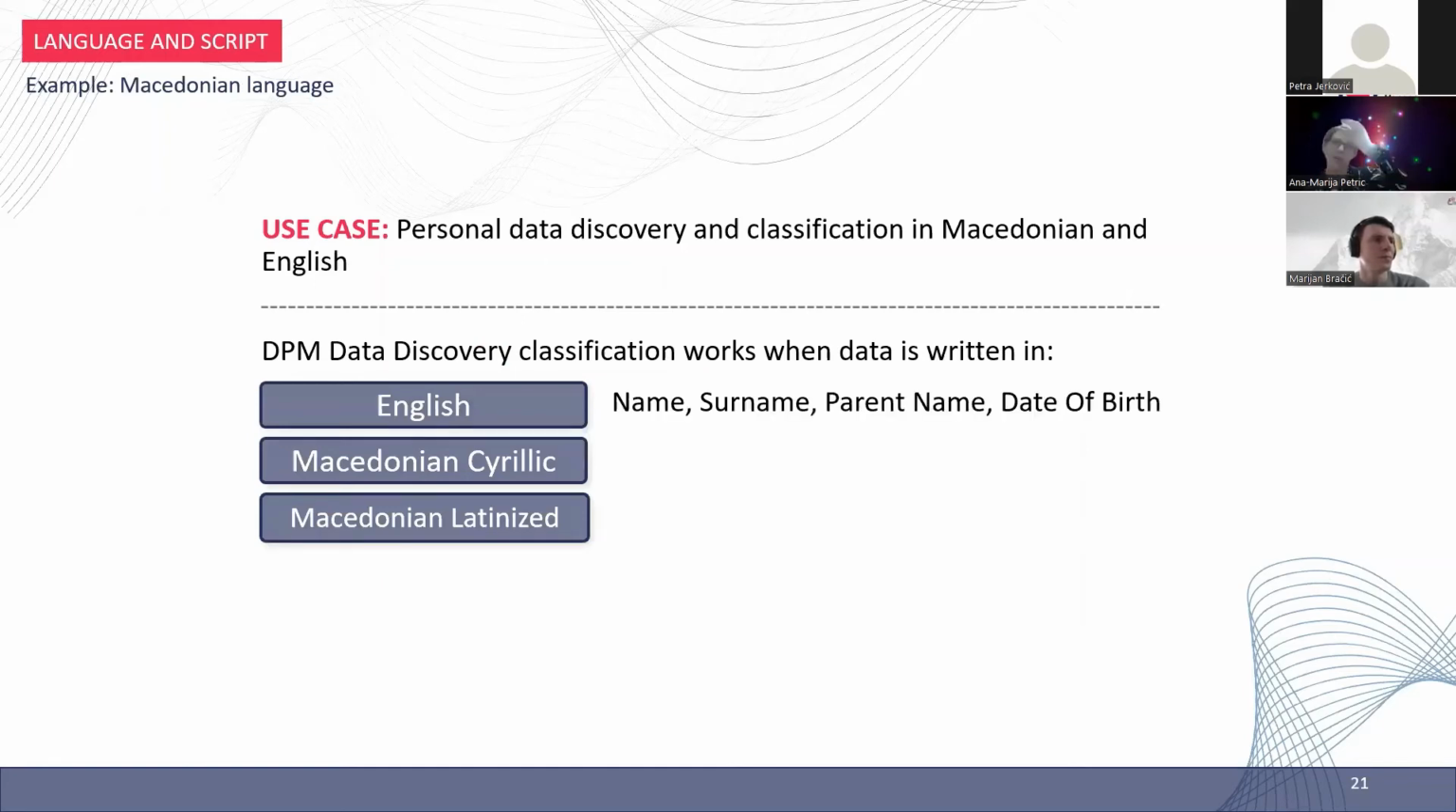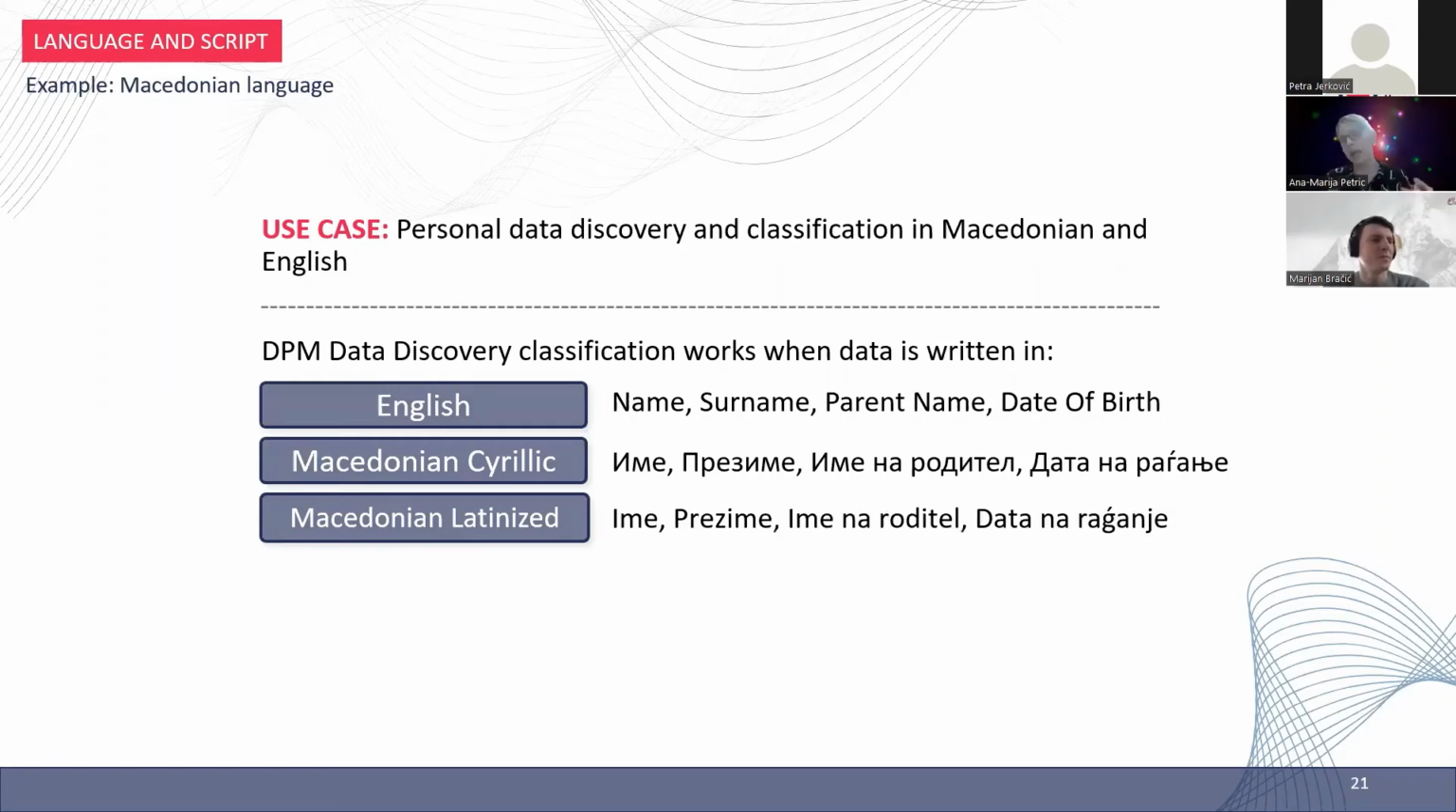I selected some column names. So you have name, surname, parent name, and date of birth. And then we can see that there is a Macedonian Cyrillic version of that. And I do apologize if there are some Macedonians for butchering the pronunciation, because I do not speak Macedonian myself. So you have ime, prezime, ime na roditelj, data na rađanje. And lastly, you can also have the same Macedonian language in a Latinized form, because the requirements of the database might require you to have that.